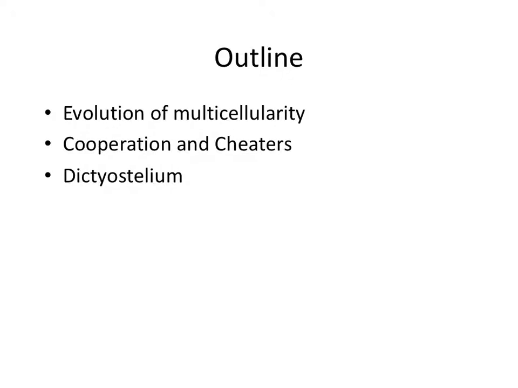So we're going to talk quickly about the evolution of multicellularity, and then we'll talk about the issues with having developmental biology, which is that some cells, if they start to differentiate, could become cheater cells. We're going to work a little bit on the concept of what a cheater cell is and why that's only possible after you get development started. And then I'll tell you about the biology of Dictyostelium.